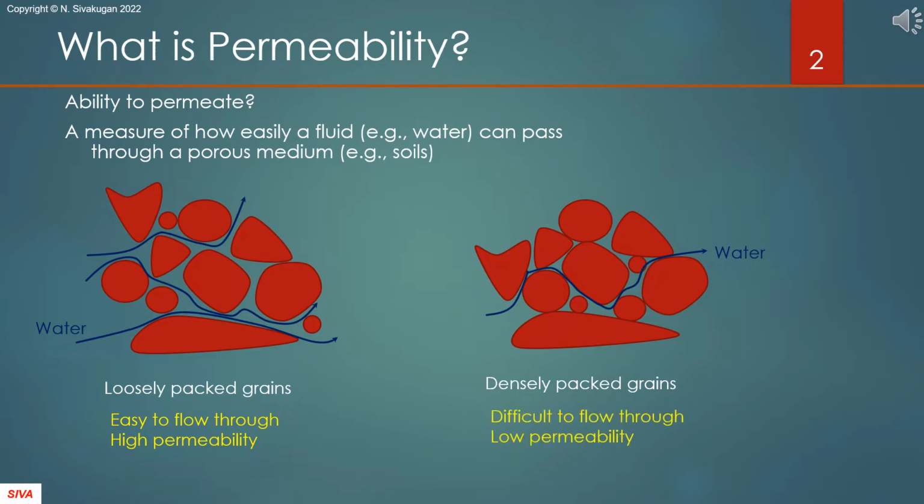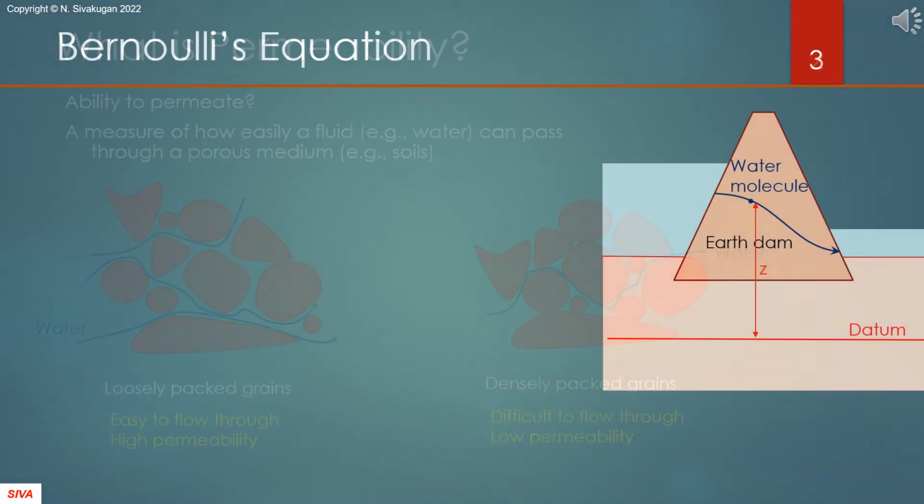As the name implies, permeability means ability to permeate. Permeate is passing through. Here, we are talking about water passing through soils. The ideas also apply to any fluid passing through a porous medium. When the soil grains are densely packed, it is difficult for water to flow through the pore channels, making the permeability low.